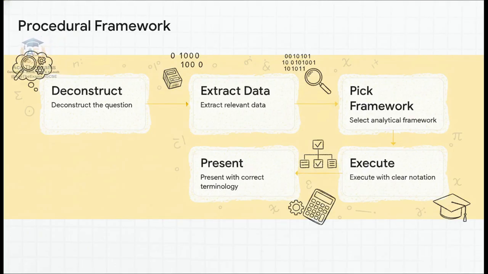Third, select your analytical framework. Fourth, execute your trace tables or calculations with clear, completely unambiguous notation. And finally, present your conclusion using the correct terminology. Showing your work isn't just a friendly suggestion from your teacher. It is literally how you accumulate method marks on the 9618 paper.